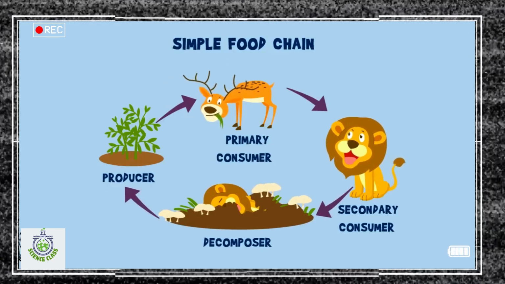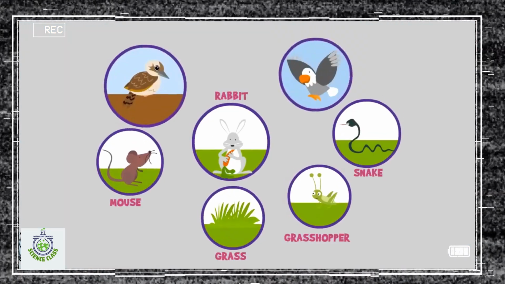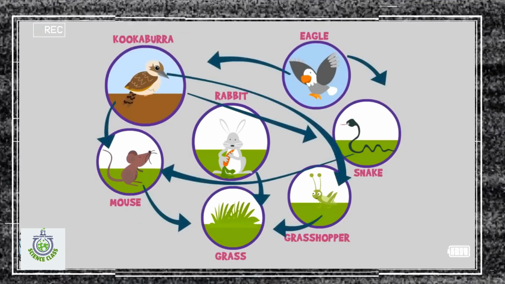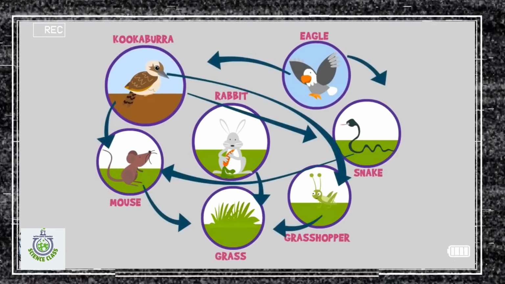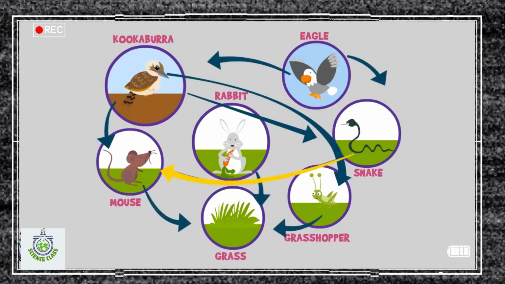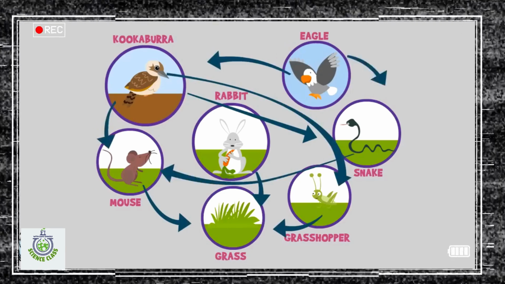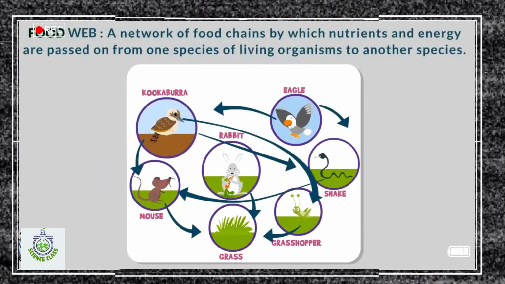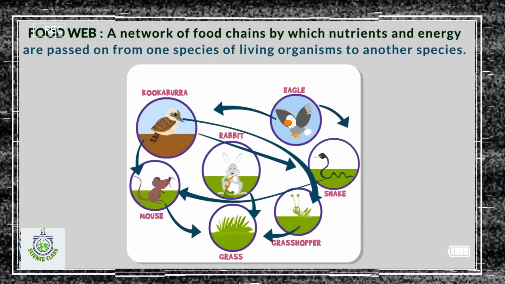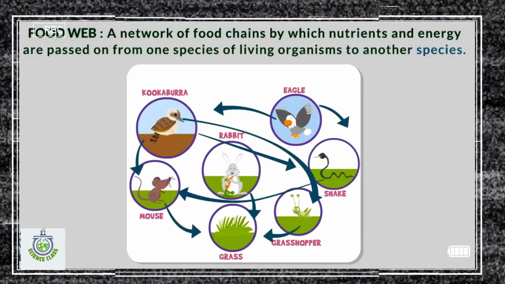A food chain is a simple version of what actually happens in nature. But everything is not so simple. This looks complex. In this chart, grass can be eaten by both rabbit and grasshopper. And this mouse can be eaten by both the snake and the kookaburras. Also, this snake can be eaten by the eagle and kookaburras. So a food web is a network of food chains by which nutrients and energy are passed on from one species of living organisms to another species.